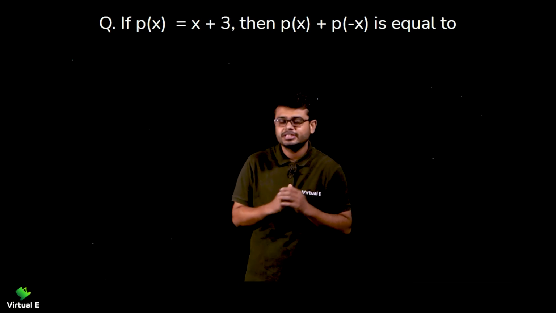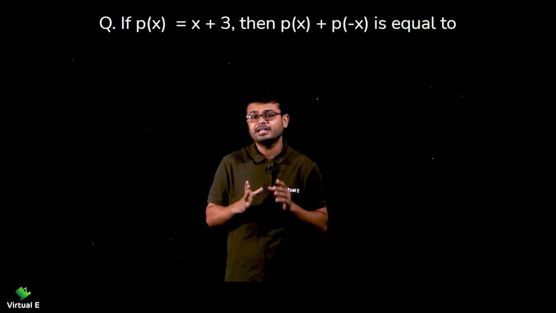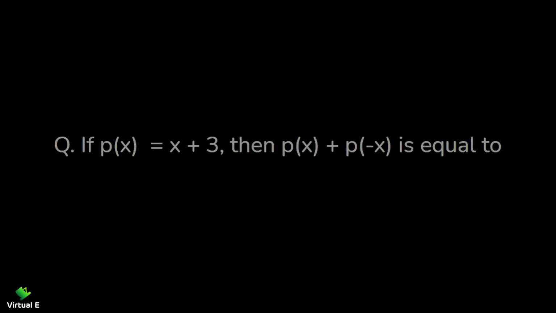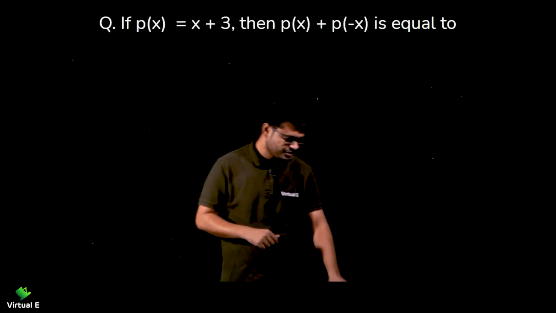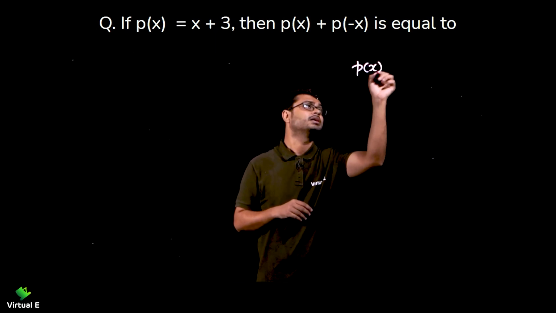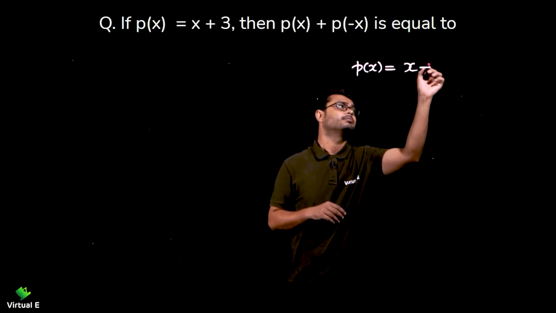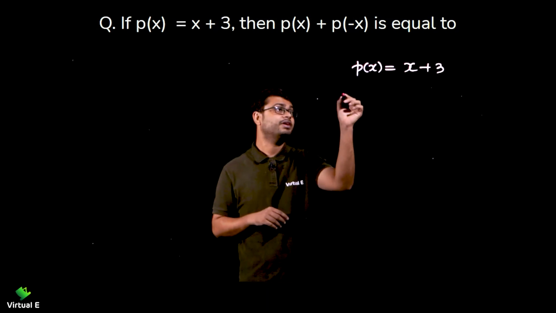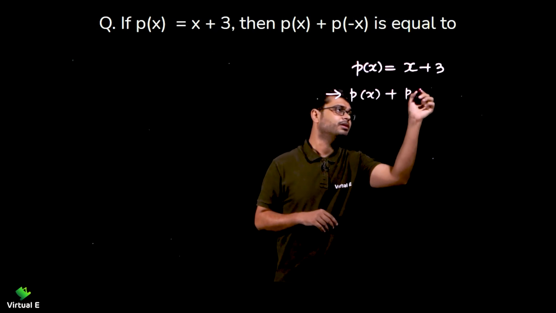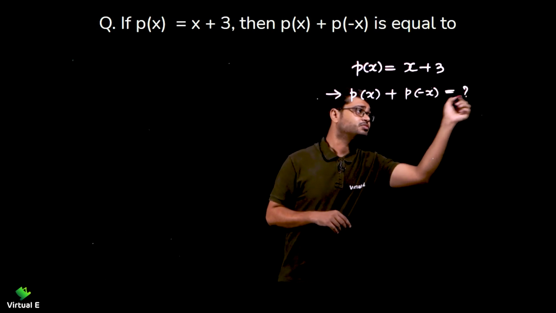Now let's discuss interesting question where we need to find two different values. We need to add it or we need to subtract it. Let's start with the first question. If Px is equal to x plus 3, then find the value of P of x plus P of minus x. Okay, interesting question. First of all, let's write value of polynomial. Px is equal to x plus 3. Now what we need to find? See, we need to find P of x plus P of minus x. This we need to find.